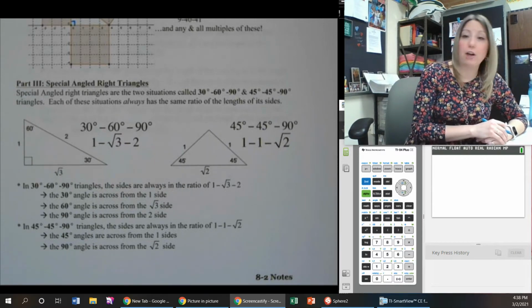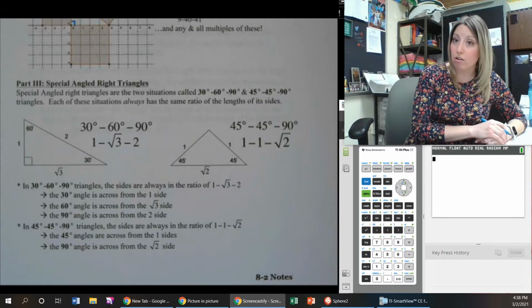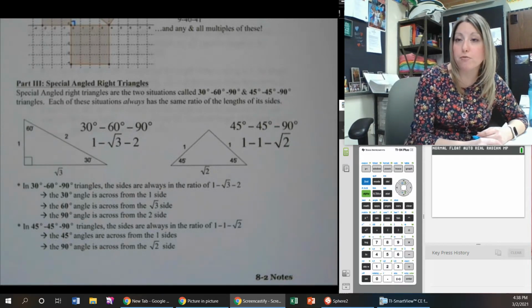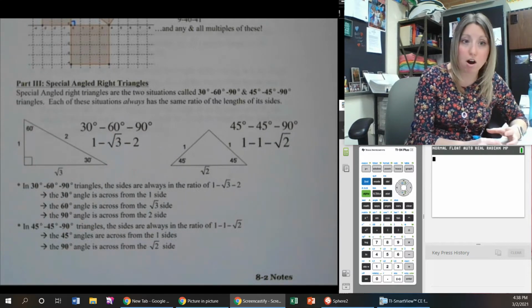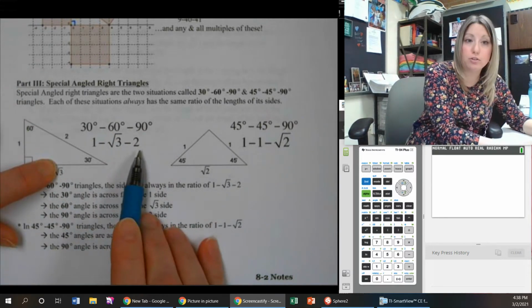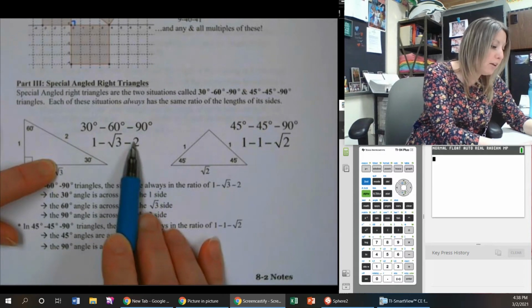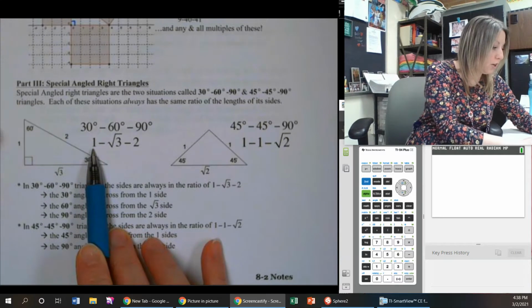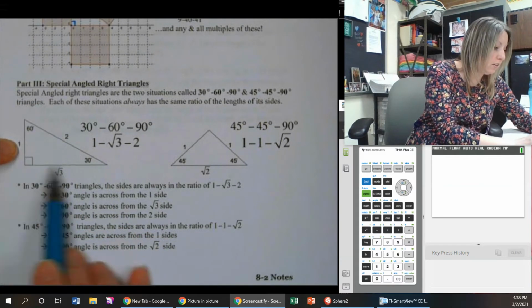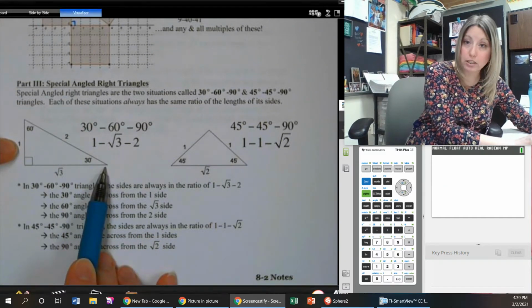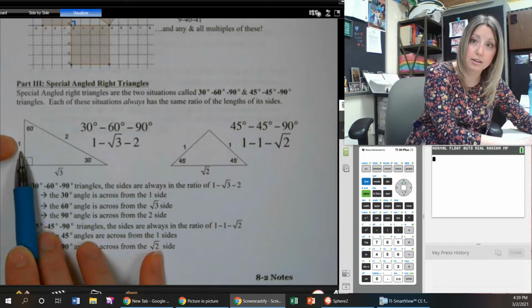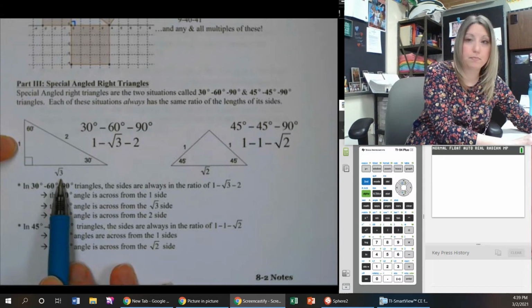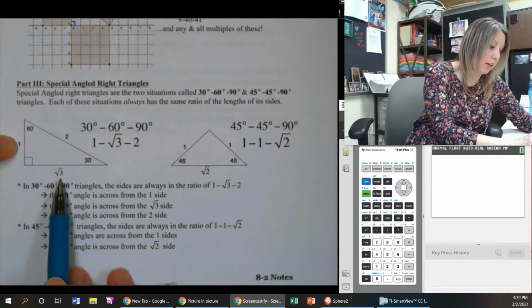If I know I've got a 30, 60, 90 right triangle, the proportionality of the relationship of the sides of the right triangle are 1, radical 3, 2. Meaning the hypotenuse will be double the length of the small leg. So here's the small leg. This is the longer leg. That relationship to the small leg is multiply this value times radical 3. Okay, that's the relationship that we're looking at.